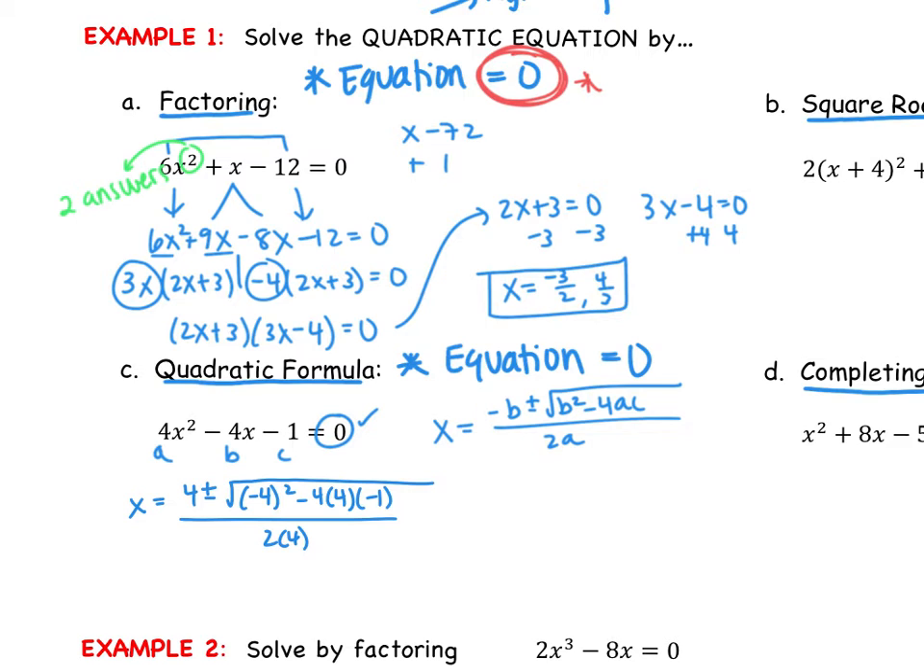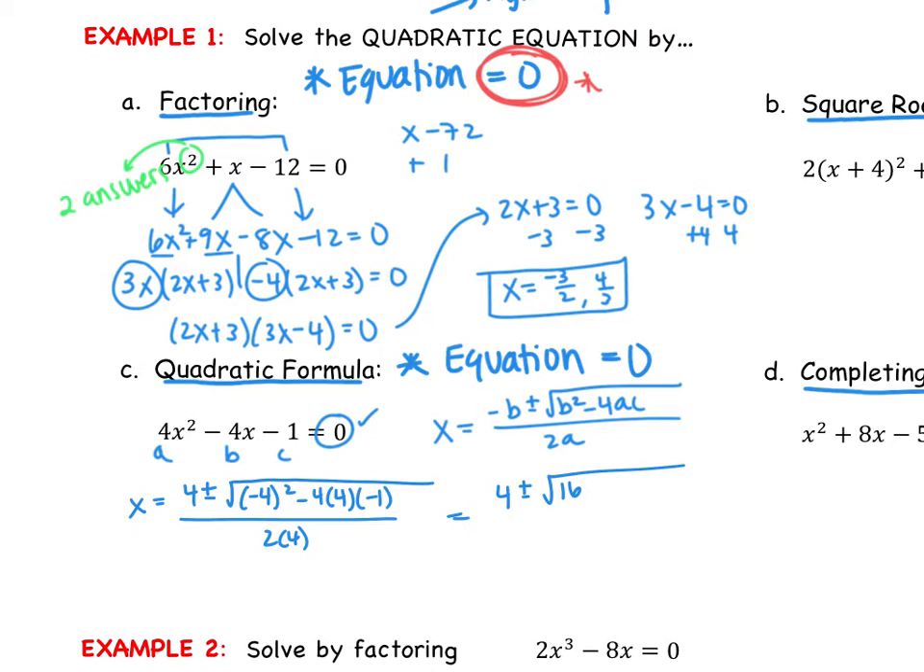Students tend to set quadratic formula up correctly, but make mistakes because of either order of operations or their notation. So like we talked about 2 days ago, that negative 4 needs to be in parentheses when we square it. Order of operations wise, I'm going to do everything underneath the square root first. So I get 4 plus or minus the square root. Negative 4 squared is 16.